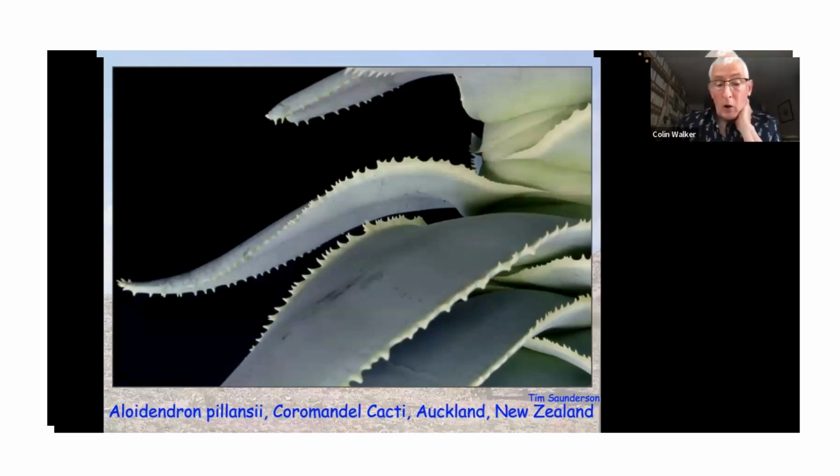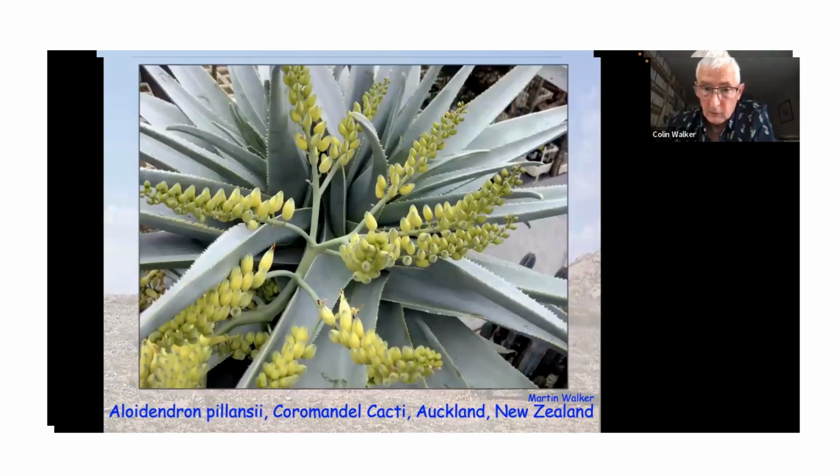A close-up of the leaf margins of Aloidendron pillansii. And flowered: Tony and Suzanne's plant had not flowered. Martin's plant had. So here is the inflorescence, the decumbent inflorescence of Aloidendron pillansii. And this particular specimen, you can just see, is starting to branch dichotomously. So it was in flower.